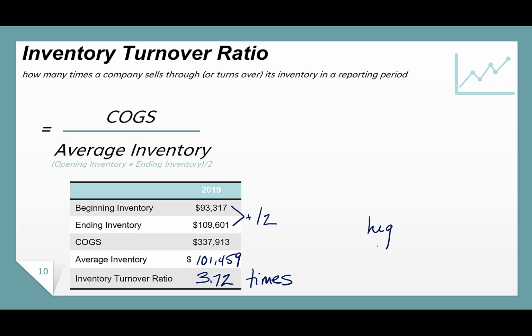Generally speaking, a higher inventory turnover ratio is better because that means the company is moving through its inventory more often. In other words, a higher sales rate or higher pace of sales. It does depend on the industry though, and we'll talk about that more in a minute.